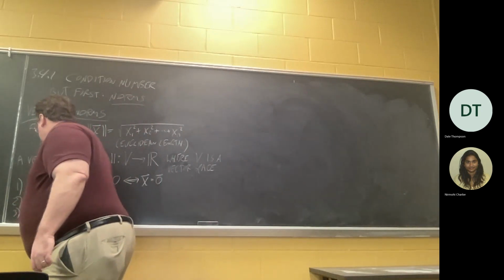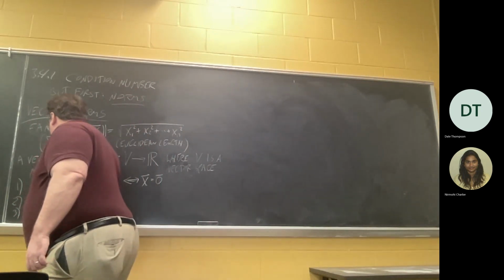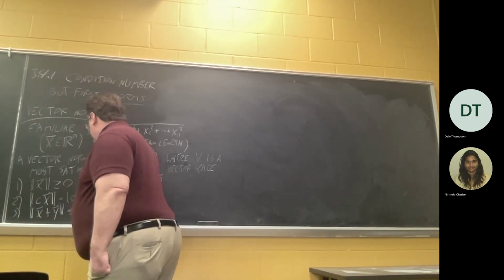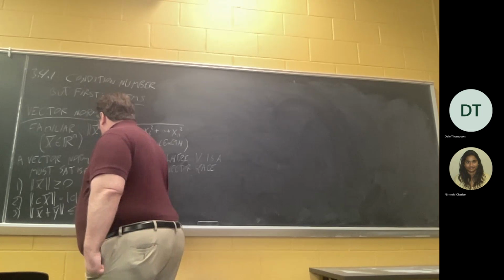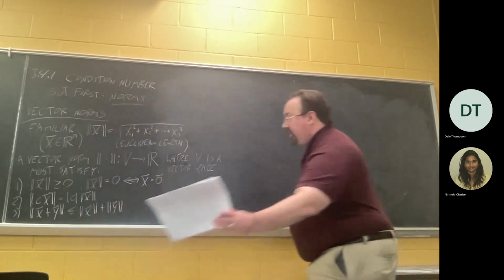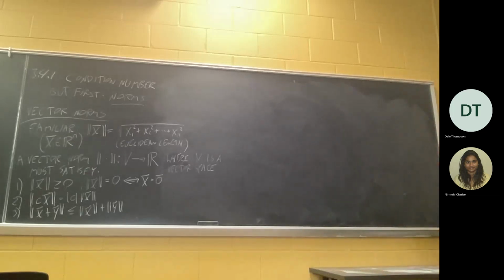Finally, the triangle inequality. The norm of a sum must be less than or equal to the sum of norms. So any function defined on a vector space, into the real numbers, that satisfies these three conditions, you're allowed to call it a norm.